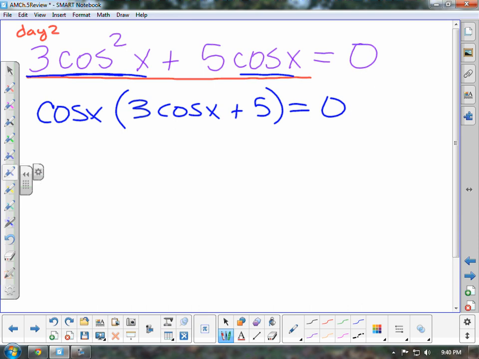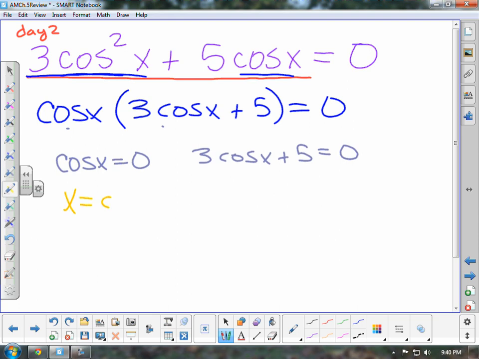Well, now we have two things multiplied together to get 0, so we apply our zero product property, which says cosine of x equals 0, and 3 cosine x plus 5 equals 0. And so in this case, x would have to equal the inverse cosine of 0. And so now from our handy dandy circle, where is cosine 0? That would be right here and right there, which are pi over 2 and 3 pi over 2.